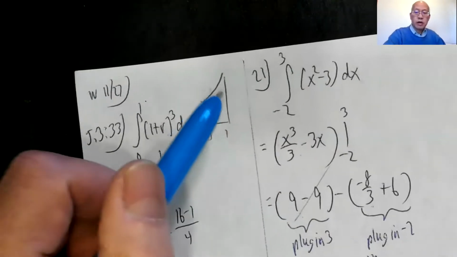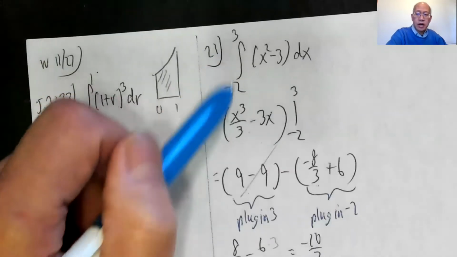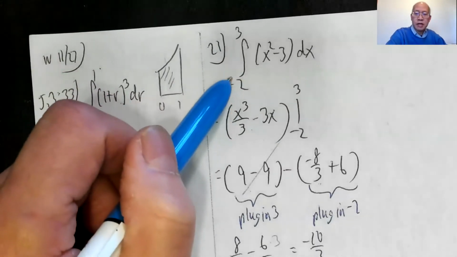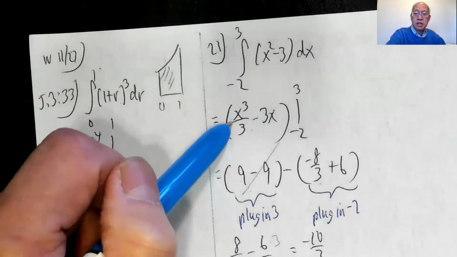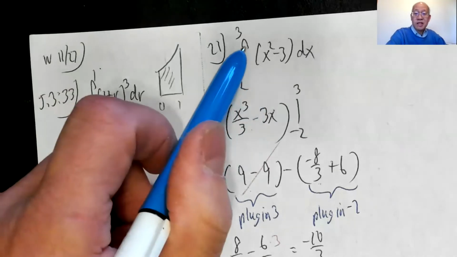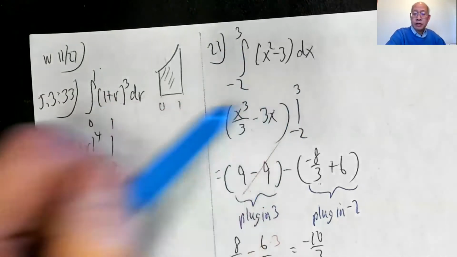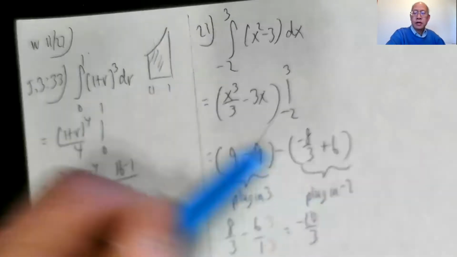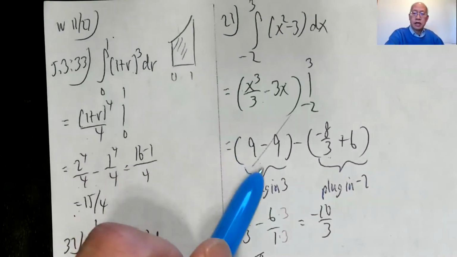Okay, now 21 is a definite integral. There are definite numbers here, so your answer doesn't have a plus c. In fact, your final answer is going to be a real number. So we still integrate: x cubed over 3 minus 3x. The funny looking s moves over to the right side, and plug in 3, plug in -2, and subtract. That's what we had from the fundamental theorem of calculus part 2 last time.